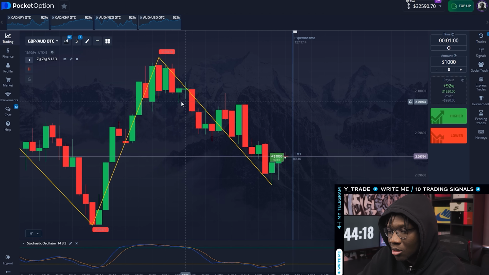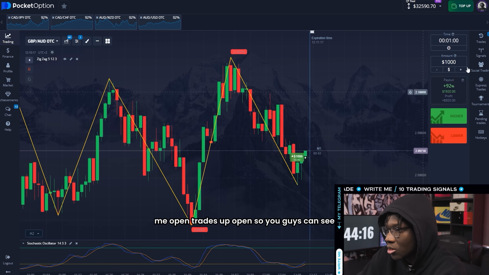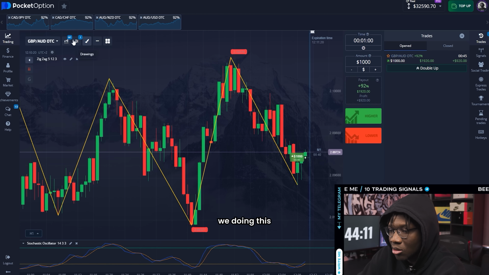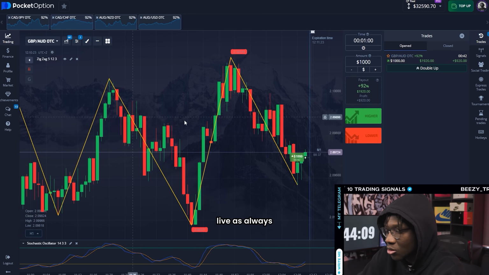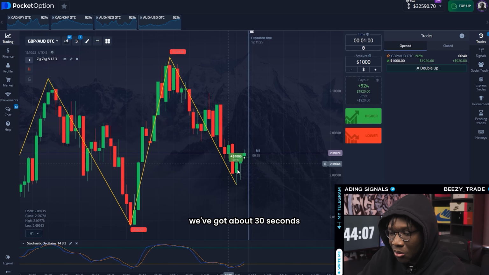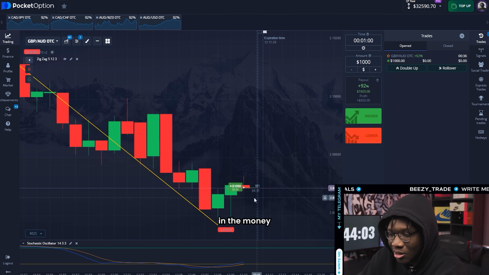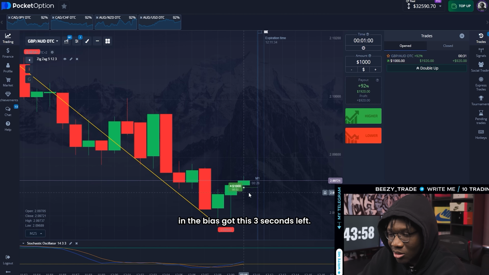Let me open trades up real quick so you guys can see. We're doing this live as always. We've got about 30 seconds. In the money was really close. I think the buyer's got this. 30 seconds left.